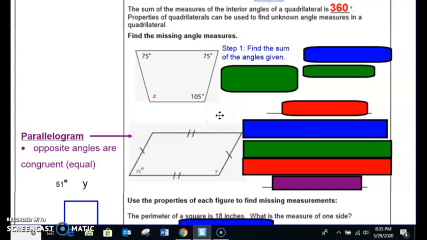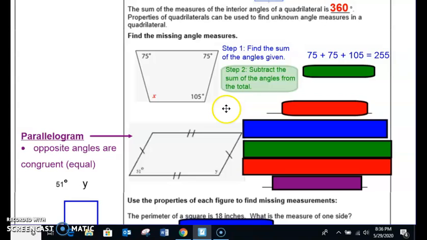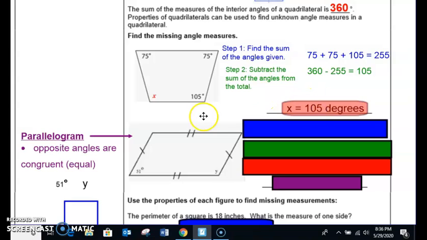So step 1, I'm going to find the sum of the angles given. So I add up those 3 numbers they gave to me and I got 255. Step 2, I'm going to subtract that number from the total, which I know is always 360 degrees. So since I have 255 degrees and I know my total is 360, I subtract that and I get 105 degrees. So I know that the value of x in this trapezoid is 105 degrees.